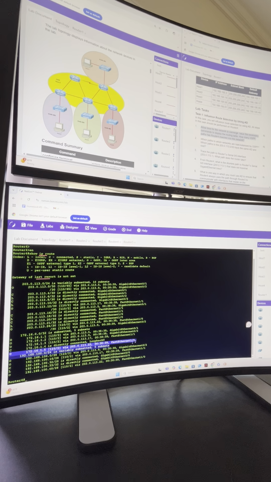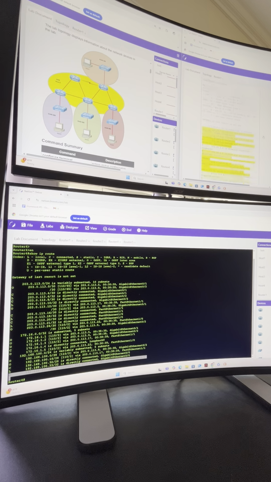11, 12 right here, and then 13. So we have 13 different OSPF paths that were inserted into router 4's routing table. Let's see what Boson is going to say.